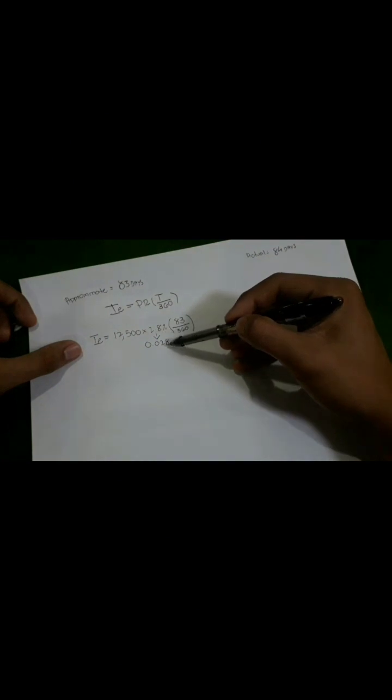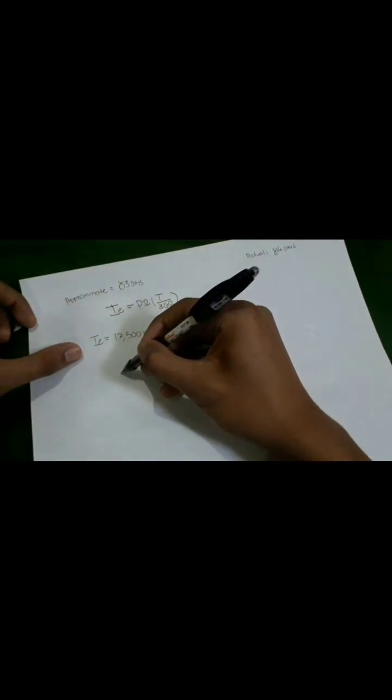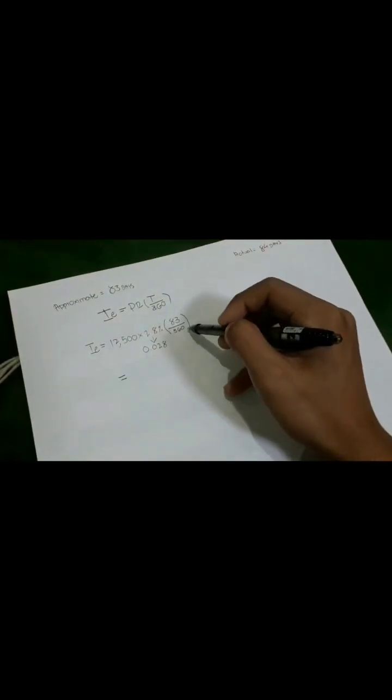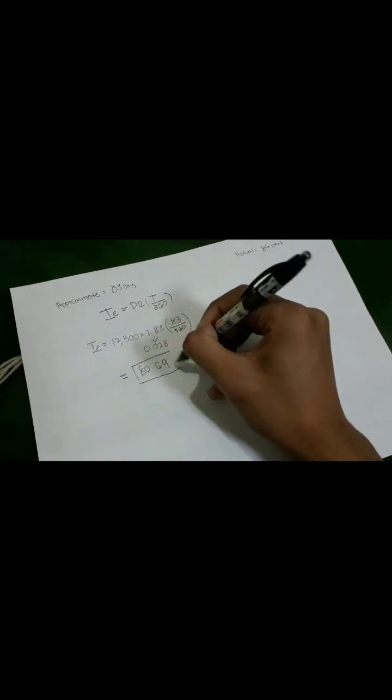Let's put it in the calculator. 12,500 times the rate, which is 0.028. So, the total of this formula is 80.69 pesos. Let's put this solution in our calculators.